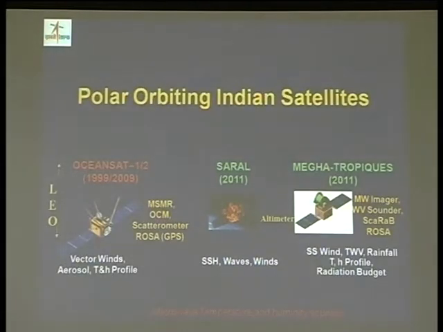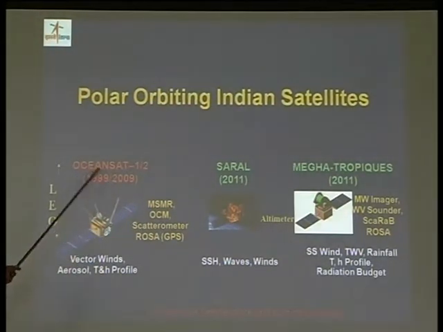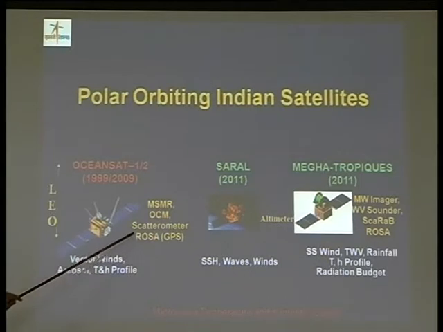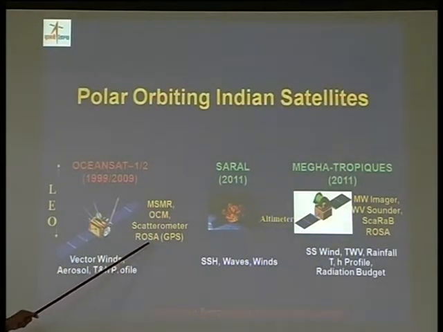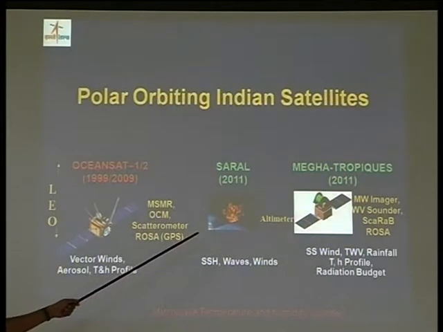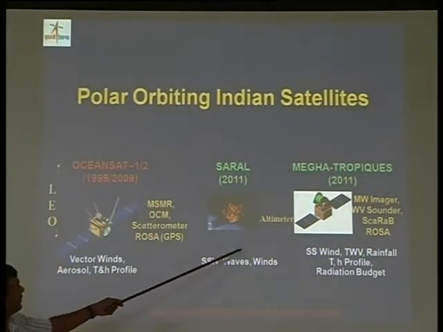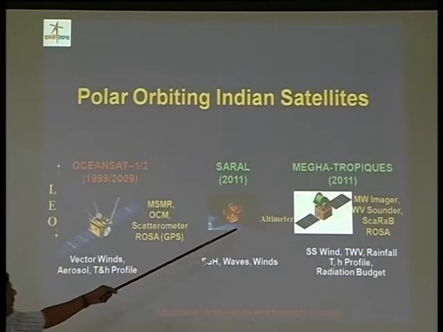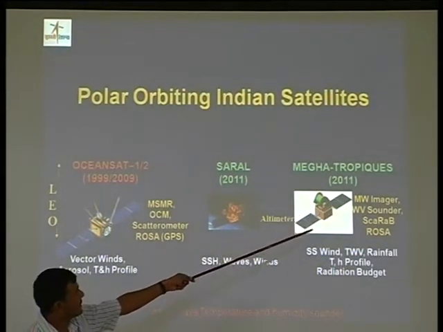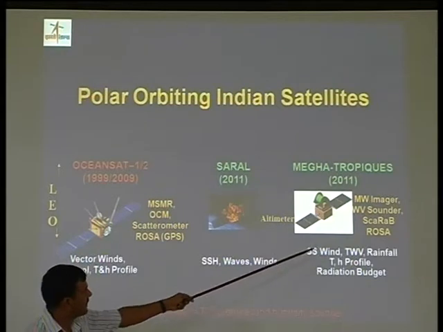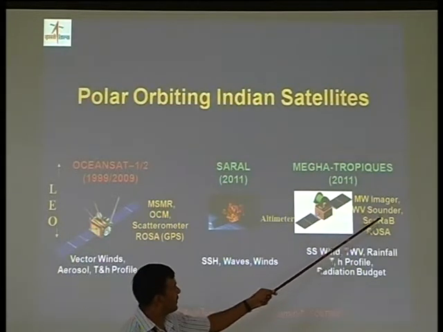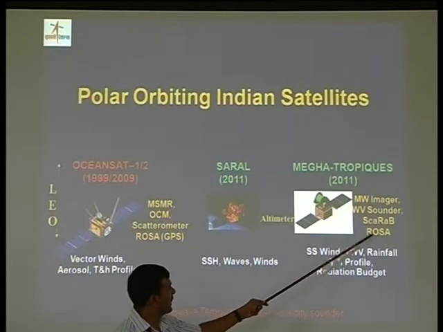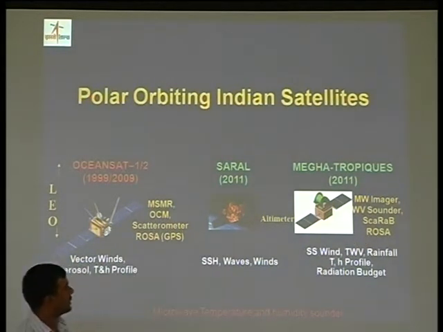And then these are a few polar orbiting Indian satellites. OceanSat-1 was launched in 1999, which had a multi-scanning microwave radiometer, MSMR, and OCM. Then OceanSat-2 was launched in 2009, which has a scatterometer and radio occultation sounder. SARAL is a joint Indo-French mission. This will be launched in 2011. This is an altimeter. And the Megha-Tropiques mission is again a science mission jointly with the French agencies. So this will have a microwave imager, microwave sounder, a radiation budget scanner, and again a radio occultation sounder.